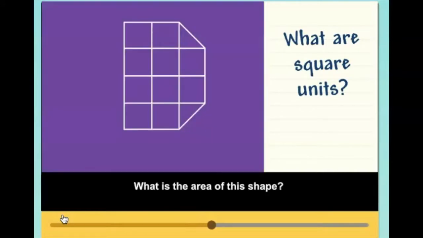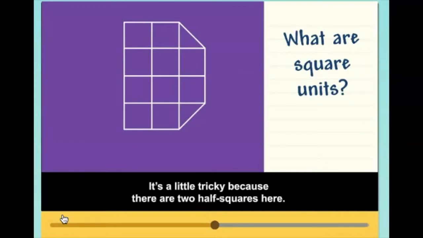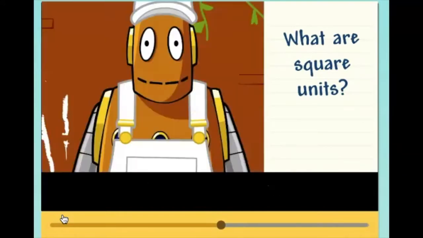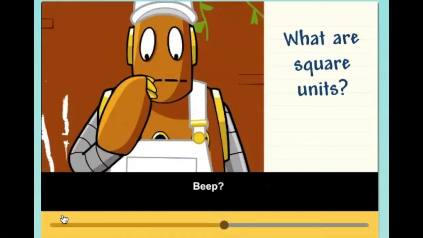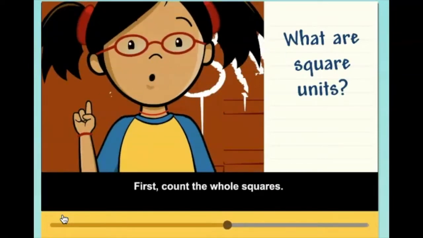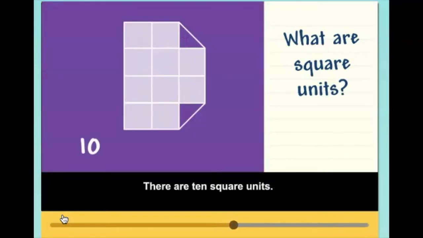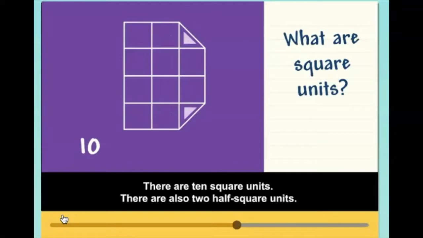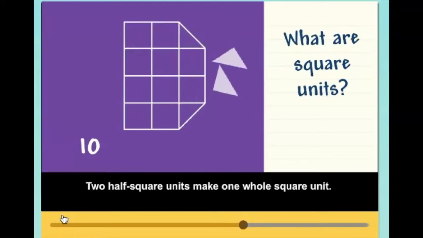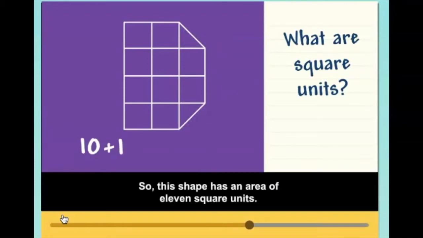What is the area of this shape? It's a little tricky because there are 2 half squares here. First, count the whole squares. There are 10 square units. There are also 2 half square units. 2 half square units make 1 whole square unit. So, this shape has an area of 11 square units.